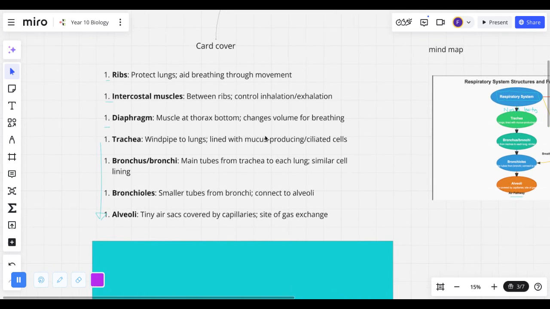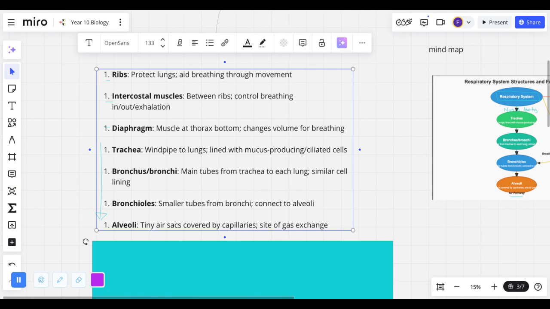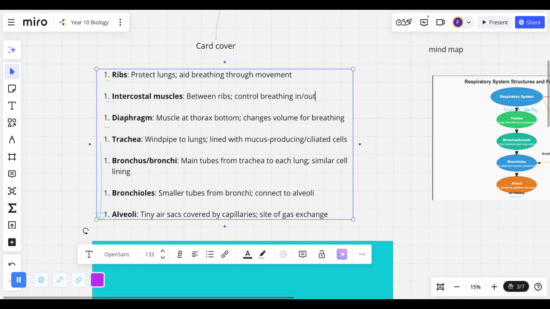Okay. So, control inhalation and exhalation. Yeah, fair enough, but it's a bit complicated. Control breathing in dash out. So I don't want to use inhalation, exhalation. It's just made it more complicated. Muscle at the, I like the thorax, but no, bottom of the ribs. Okay.